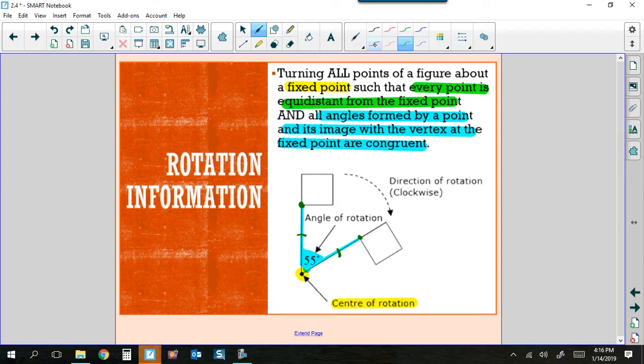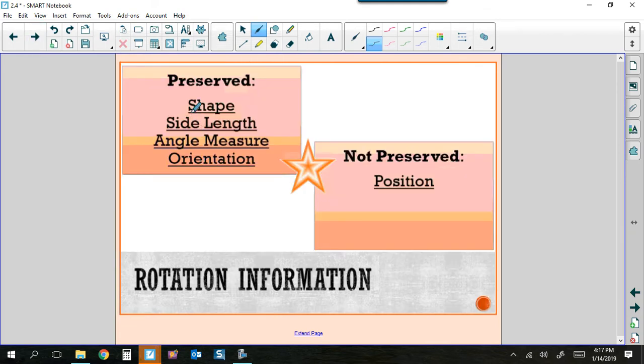And then lastly, the orientation is preserved. If this was A, B, C, D, if I rotate it, this is A prime, this becomes here B prime. This goes here C prime and D prime. You can see A, B, C clockwise around. If I start at A and go around this way, it's still A, B, C going around in the same direction. So orientation is preserved, again, unlike reflections. So the only thing that is changing or is not preserved is the position. The location of the shape is moving.